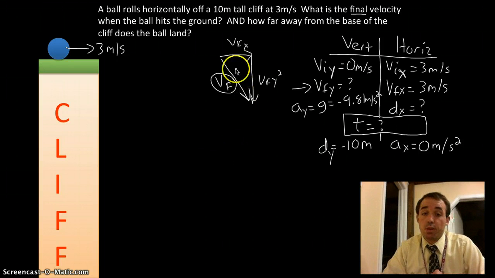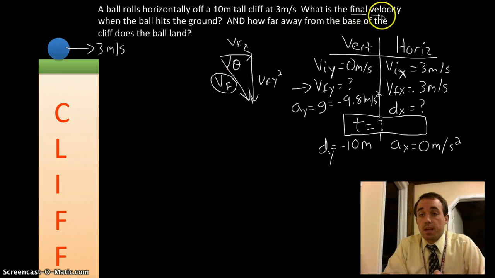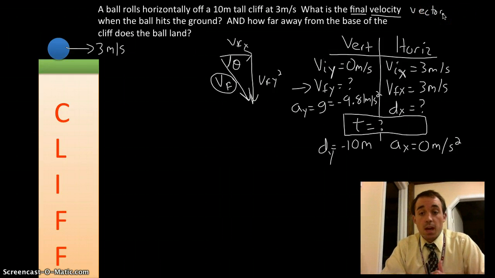So this is where that trig piece comes in. We're going to have to find not only VF, but also that angle at which it is, because velocity itself is a vector. Okay, so how do we do that? Well, finding VFY, we only care about the vertical piece. That's the only part we care about.